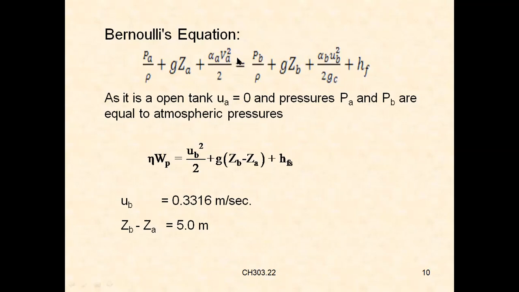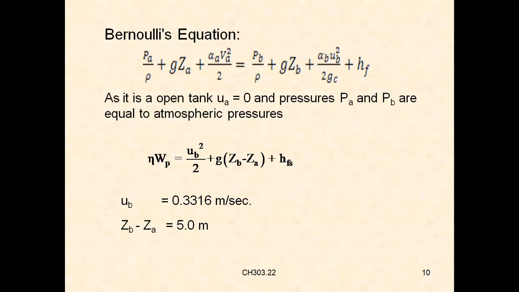Here, plus efficiency into WP is also there. That is, PA by rho plus g ZA plus alpha A VA square by 2 plus efficiency into WP is equal to PB by rho plus g ZB plus alpha B UB square by 2 plus HF. As it is an open tank, the velocity at station A can be neglected. These things we have already discussed in doing the problems in the second chapter, that is, Bernoulli's equation problems.